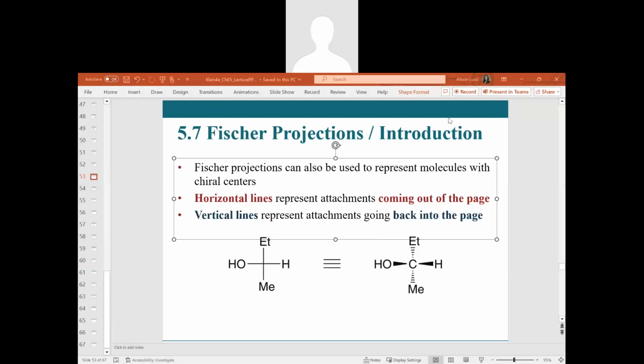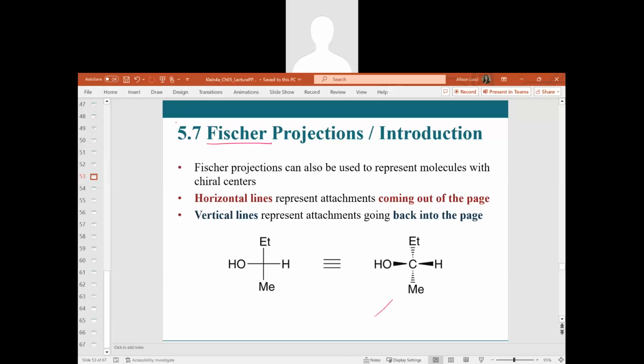For section 5.7, we're going to take a look at another notation, or another form of drawing chiral centers, called Fischer projections. Fischer projections are also used to represent molecules with chiral centers. These were created by a scientist who was studying sugar, so they had multiple chiral centers. He tried to find a shortcut method to represent these chiral centers in three-dimensional terms.